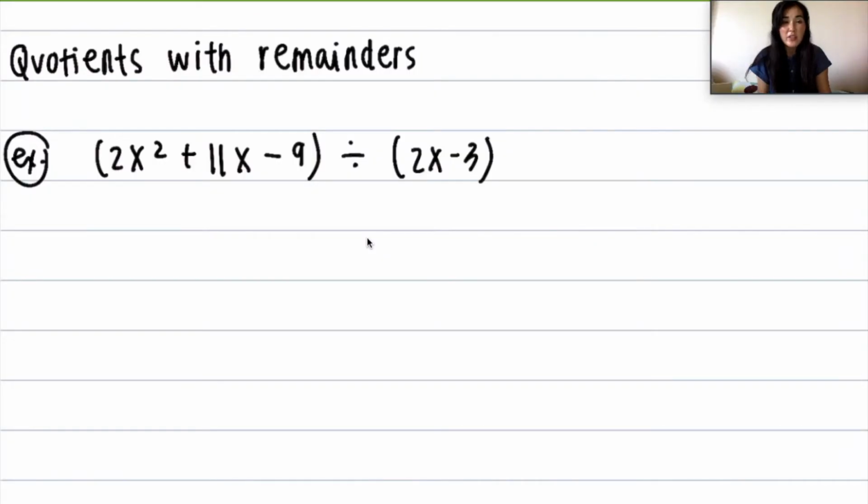All right, guys, so here is an example of a problem that's not going to divide evenly, and we're actually going to be working with a remainder here. So let me show you what you would do in this situation. All right, just like before, we know that this is the term that's going to be divided into. So this is the term that's going to go inside of our division box. So 2x squared plus 11x minus 9.